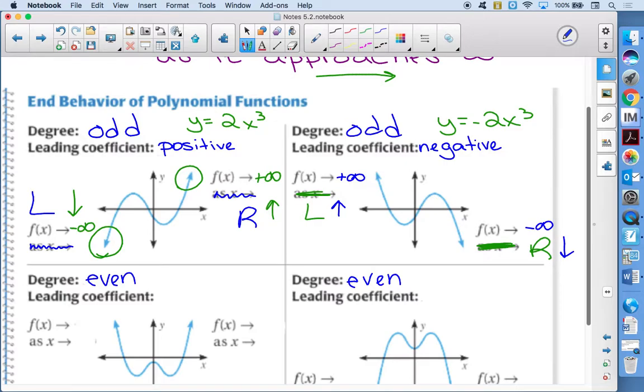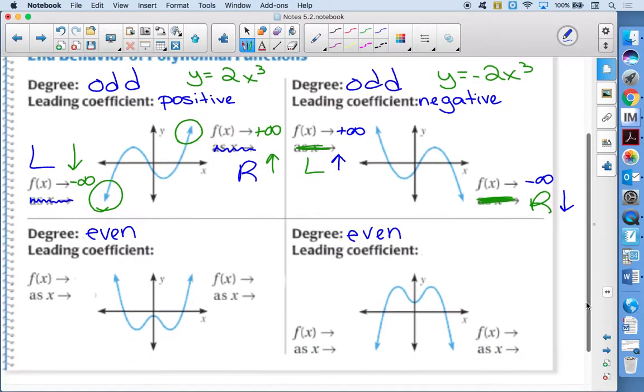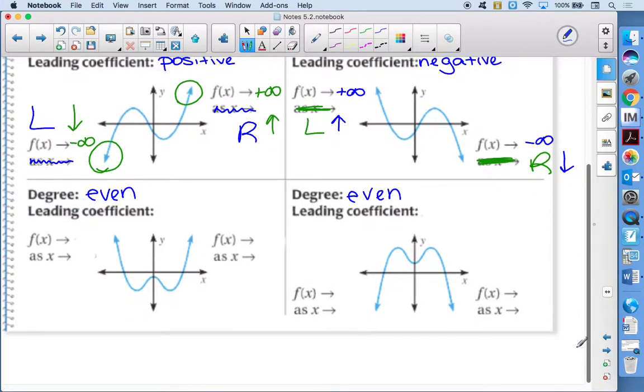So for any odd power, if it was negative 2x to the 15th, the left side is still going to go up, the right side is still going to go down. So odd power and the fact that it's negative is what determines where the graph goes, or the end behavior. The two below are when it would be even. So even and positive versus even and negative.